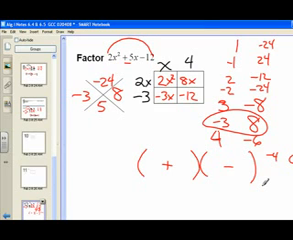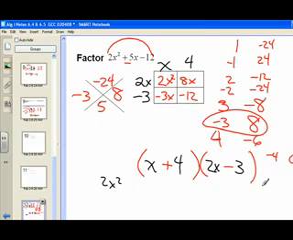Remember, to get negative 12, one has to be a negative, one has to be a positive. It could have been negative 4, positive 3. We don't know. Usually, I would stick to going negative 3, then we have to look at the end. So right now, I have 2x minus 3 and x plus 4. And we're going to FOIL. We're going to see, does this work out? Did I get the signs right? So I FOIL it out.